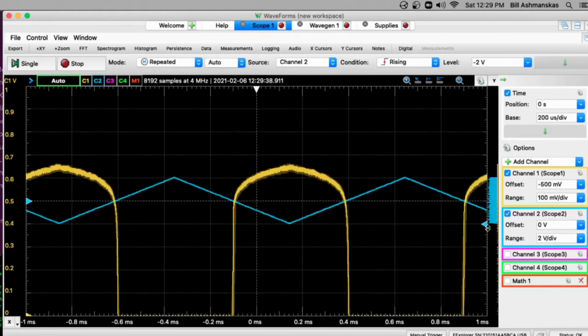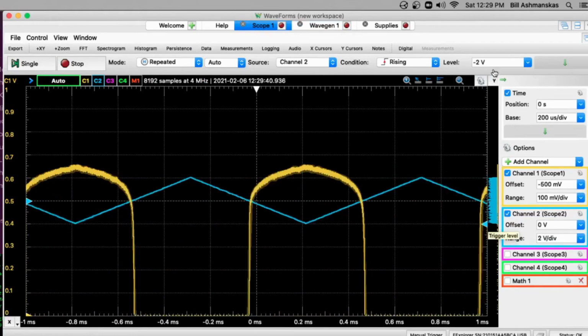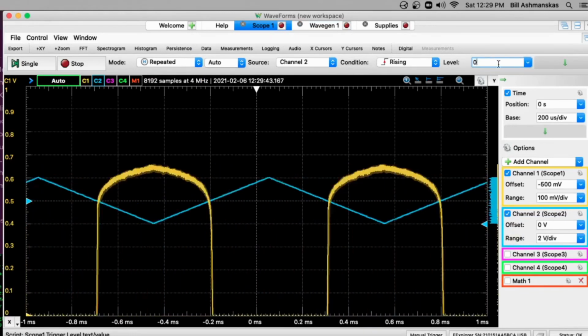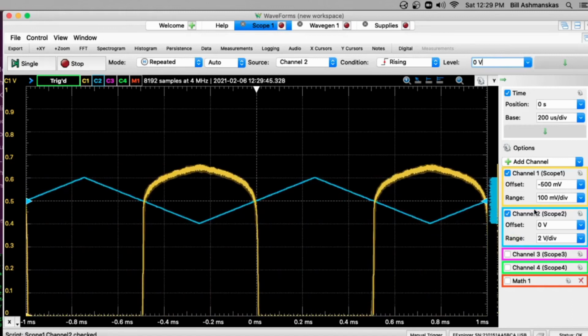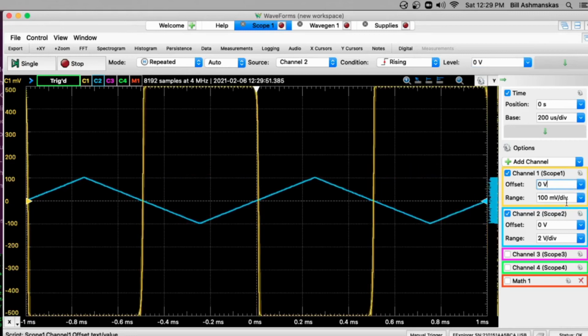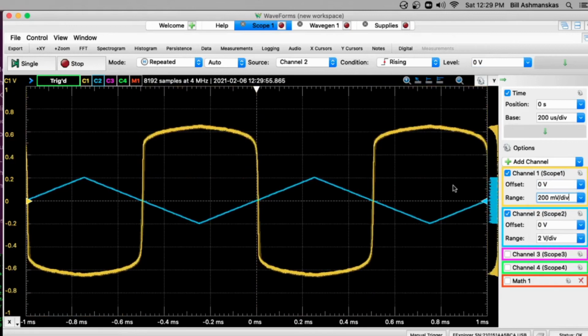First of all, let's trigger consistently. So we'll move this scope trigger level to 0. And then let's get rid of the offset on this, and let's put it on a scale where it's readable. Oh, that's pretty decent. Okay.